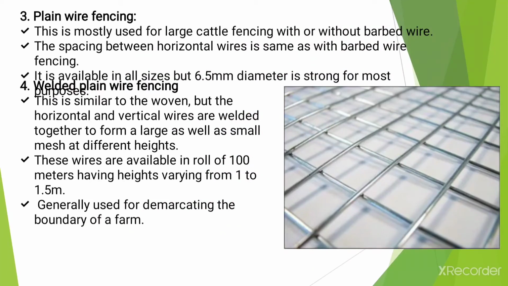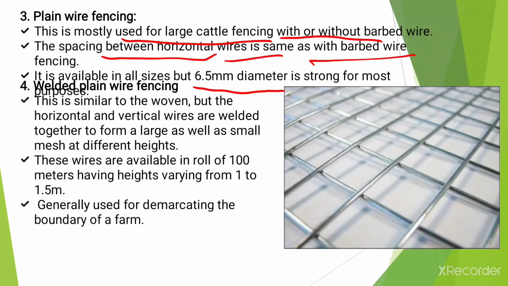The next major type is plain wire fencing. This is mostly used for large cattle fencing with or without barbed wire, and the spacing between horizontal wires is the same as the barbed wire fencing. It is available in all sizes, but 6.5 diameter is strong for most purposes. So in case of plain wire fencing, the 6.5 mm diameter wire is considered a strong plain wire.